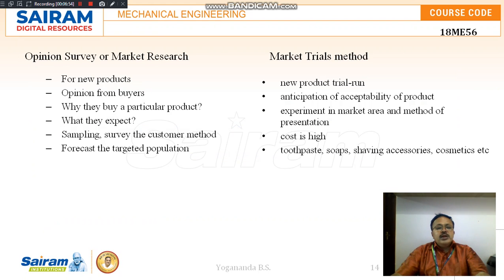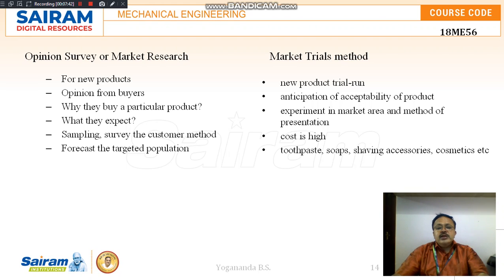Opinion survey or market research is usually done for new products. The opinion will be taken from the buyers, with questions like why they buy a particular product and what the expectations of the buyers are. A sample opinion of the customers will be taken by surveying and forecasting the targeted population. For the particular product we are manufacturing, we have a target population, and we take opinions from that population.